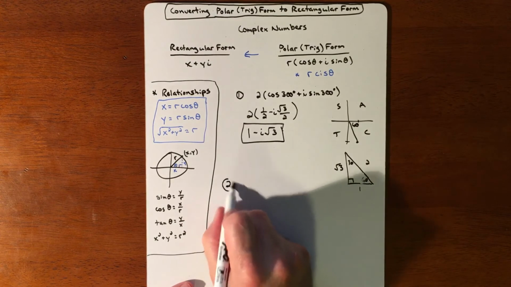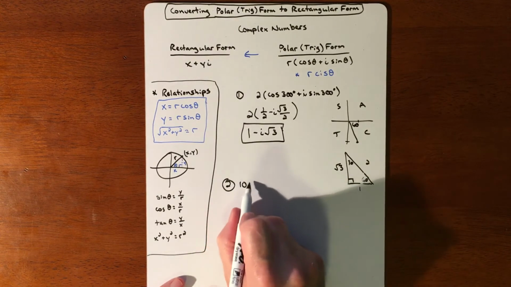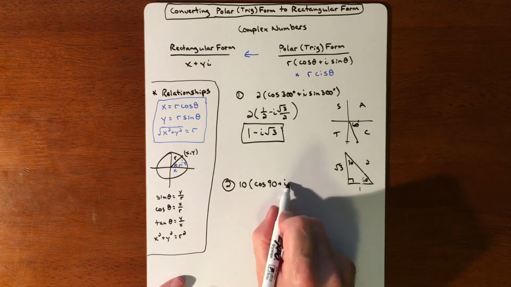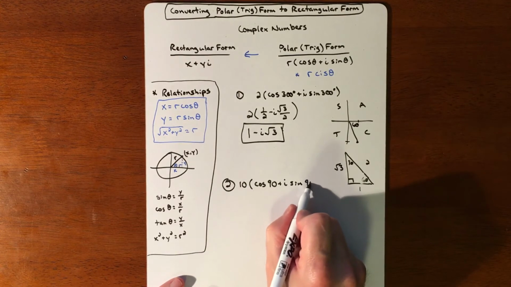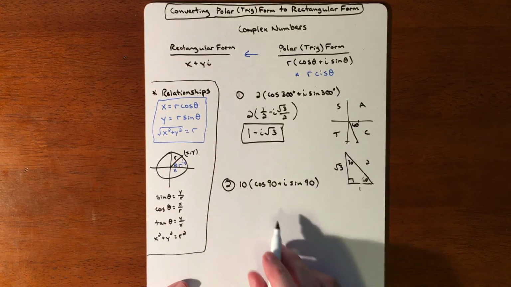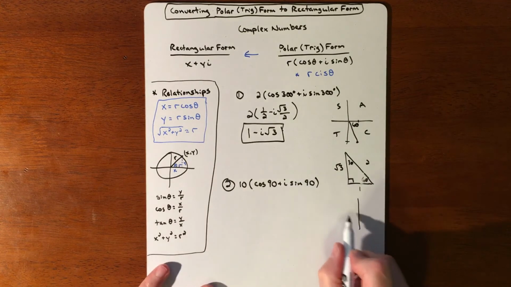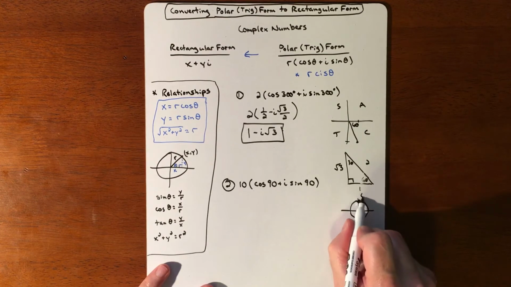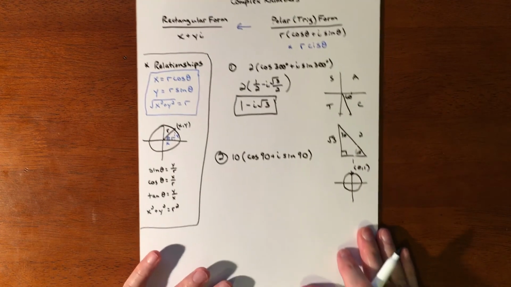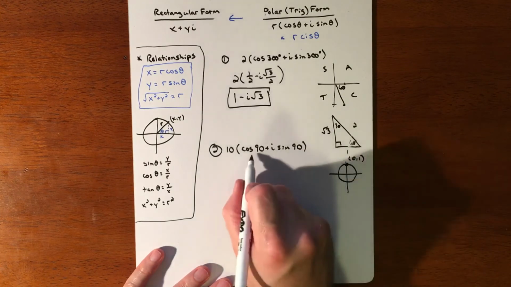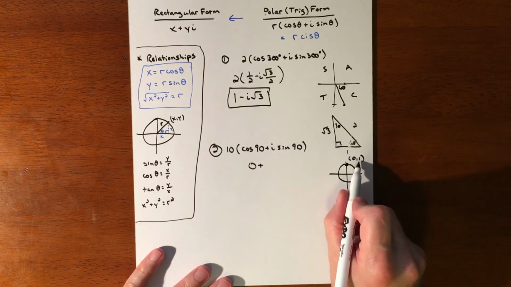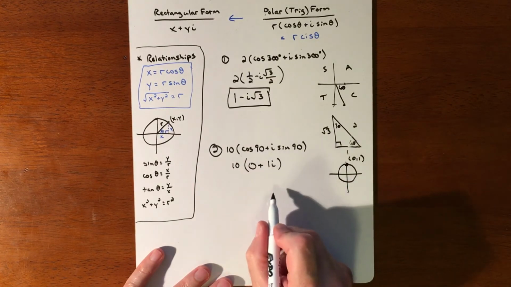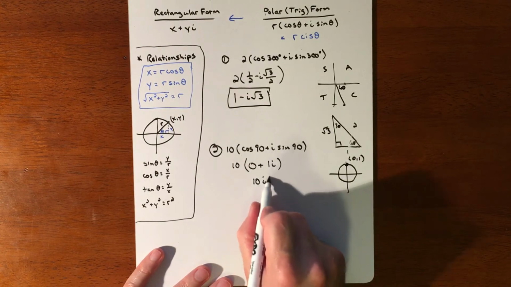So let's do one more. So if we had 10 cosine of 90 plus i sine of 90. So cosine of 90 is not a triangle. Cosine of 90 is from that coordinate. So cosine of 90 is the x value, so this becomes 0. Sine of 90 becomes 1, so it's 1i. And then we'll have a 10 multiplied to that. So that's just going to become 10i.